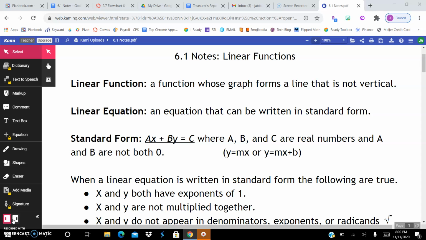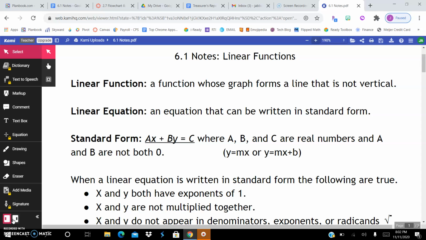A linear equation is an equation that can be written in standard form. And standard form is ax plus by equals c, where a, b, and c are real numbers, and a and b are not both 0. It's okay for one of them to be 0, but it's not okay for a and b to both be 0 at the same time.